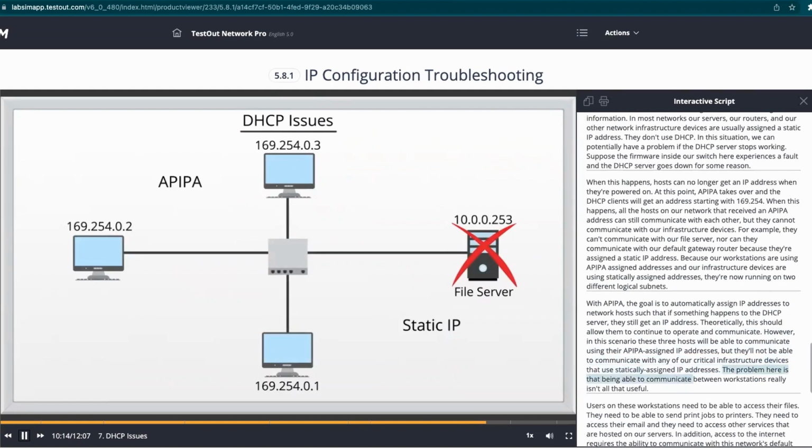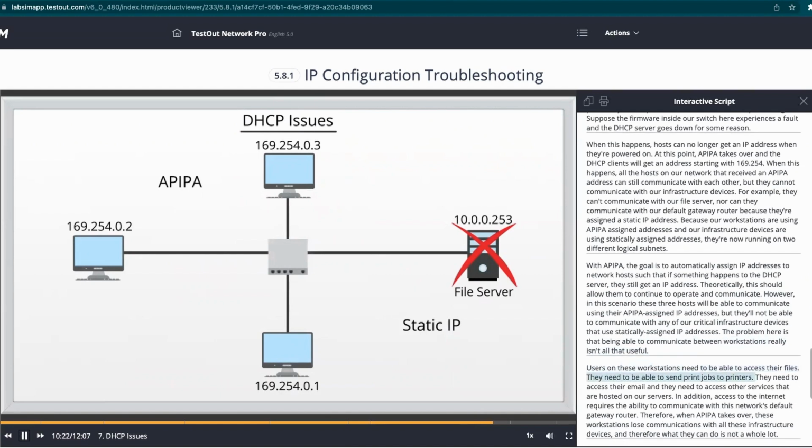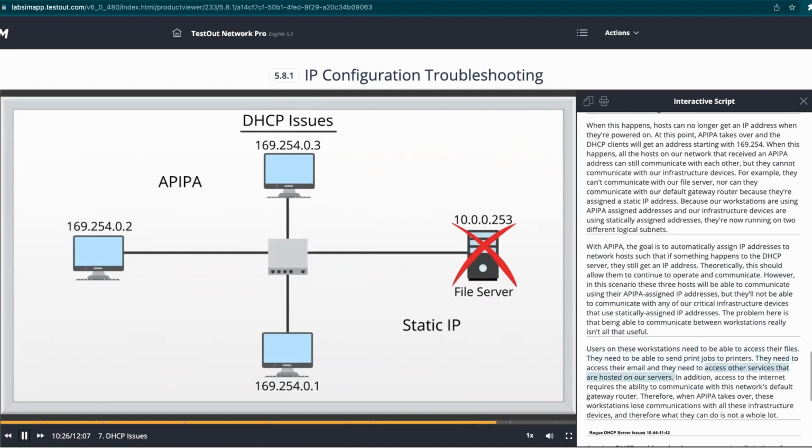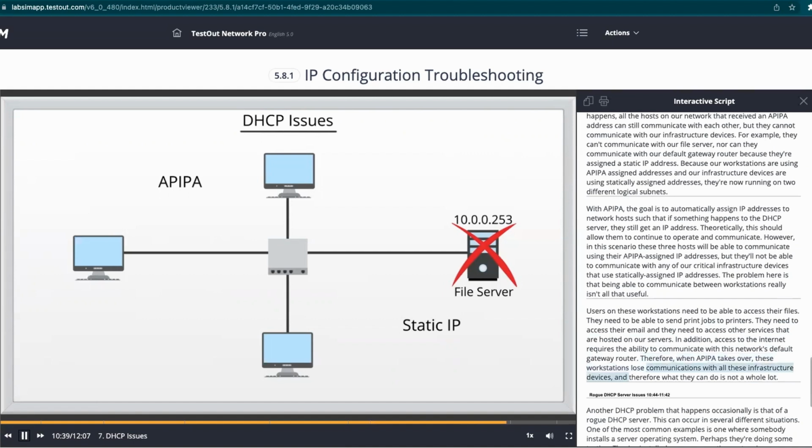Now, the problem here is that being able to communicate between workstations really isn't all that useful. Users on these workstations need to be able to access their files, they need to be able to send print jobs to printers, they need to access their email, and they need to access other services that are hosted on our servers. In addition, access to the internet requires the ability to communicate with this network's default gateway router. Therefore, when APIPA takes over, these workstations lose communications with all of these infrastructure devices. And therefore, what they can do is not a whole lot.